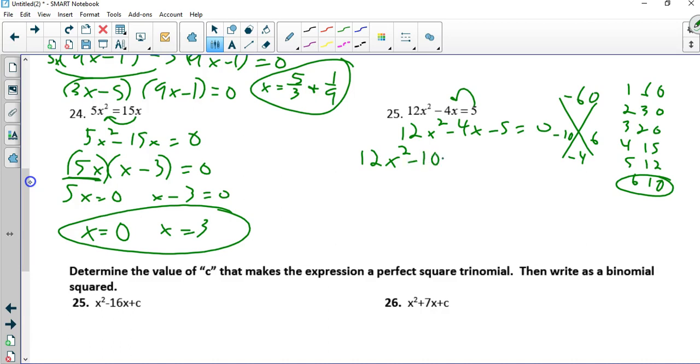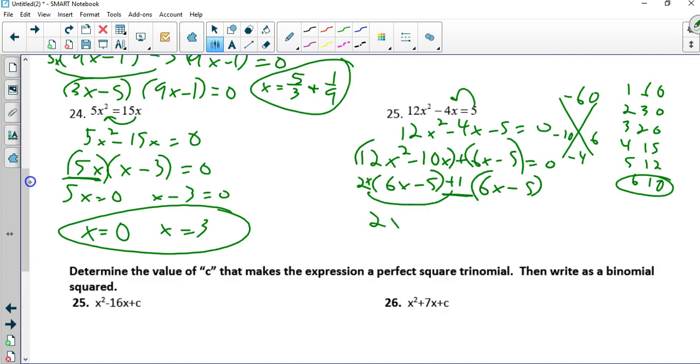So I'm going to put the minus 10x plus 6x minus 5 equals 0. I'm going to pull out the GCF. 2, don't forget the x. I keep doing that for some reason today. 6x minus 5. This has got to be 6x minus 5. Well, it already is. But I still need to have something here. Easy. Just pull out plus 1. Hook them up. 2x plus 1, 6x minus 5.